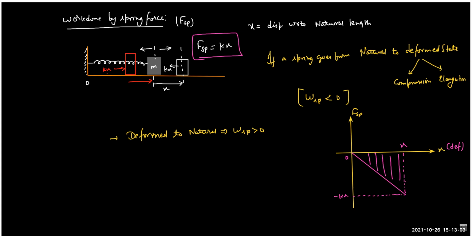Okay. So what is the work done by spring in this case? From natural to deformed state, the answer will be half into base into height, which is clearly saying the answer is minus half kx squared. You can also do by the integration, but this is the easier way to understand. So from natural to deformed state, the force is.